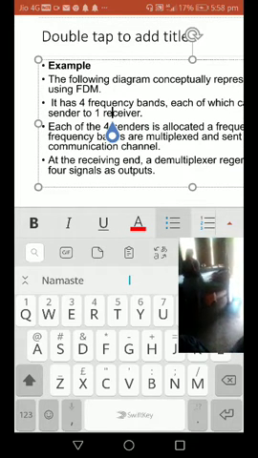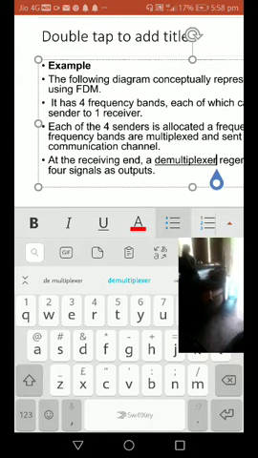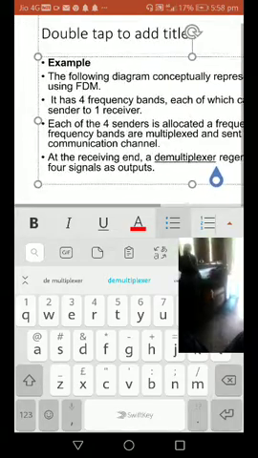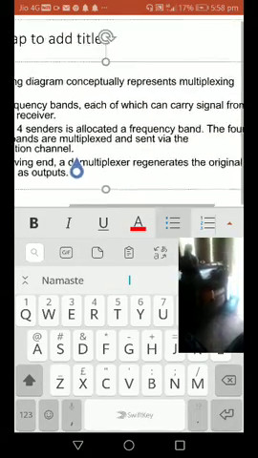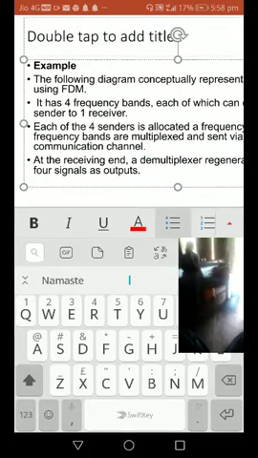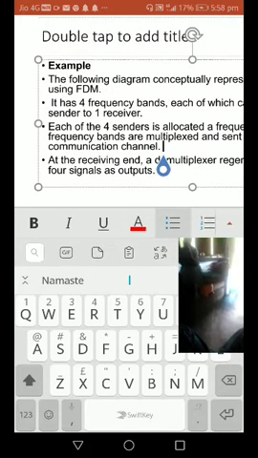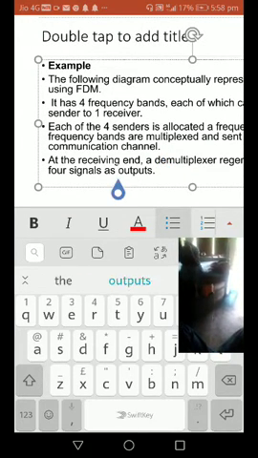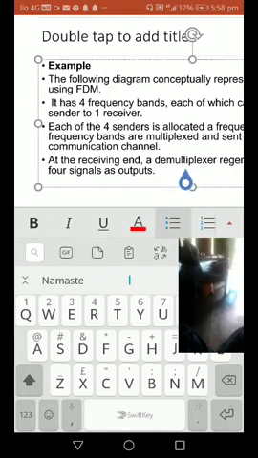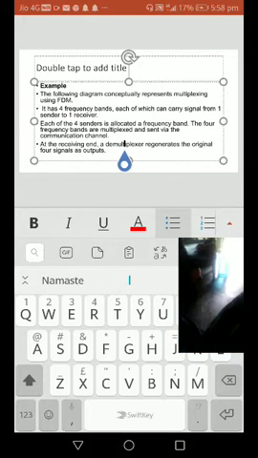The second user transmits on a particular frequency over the common channel. Similarly, I have taken the four frequency bands. Each of the four senders is allocated a frequency band. The four frequency bands are multiplexed and sent via the communication channel. At the receiving end, the demultiplexer is used.